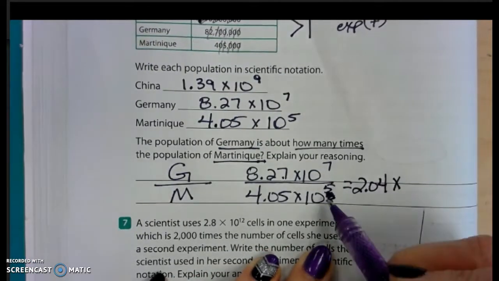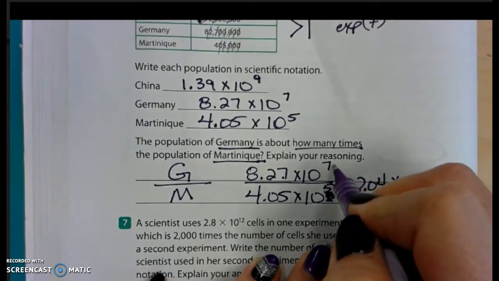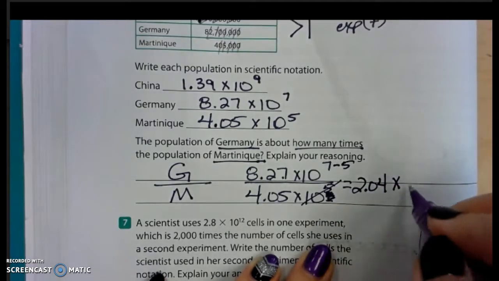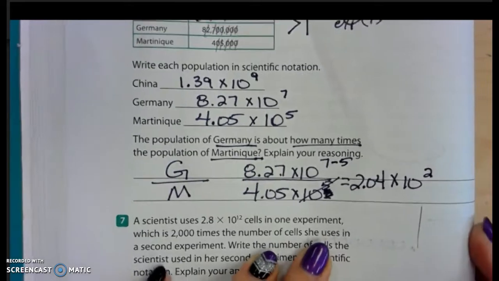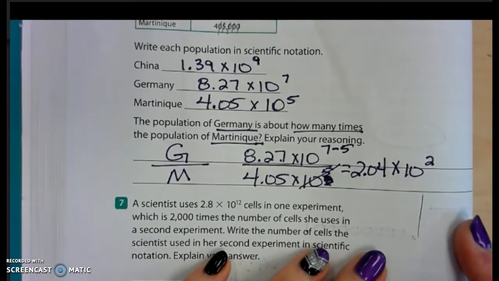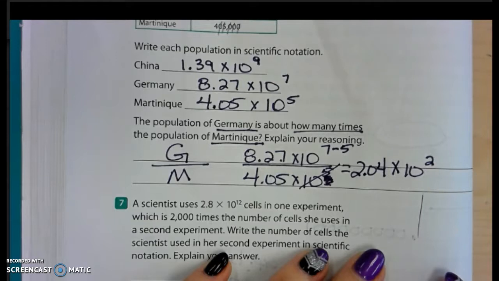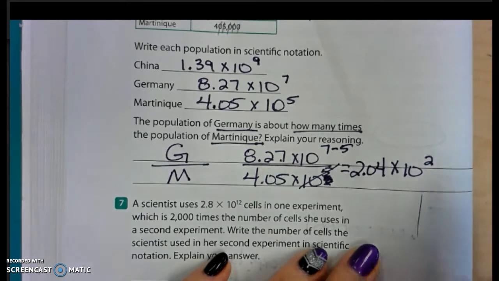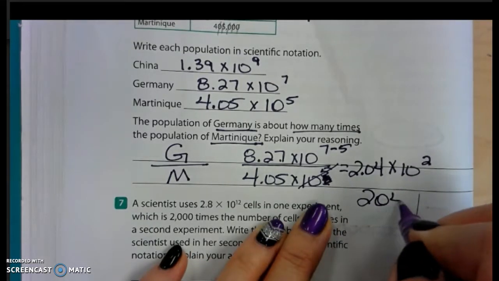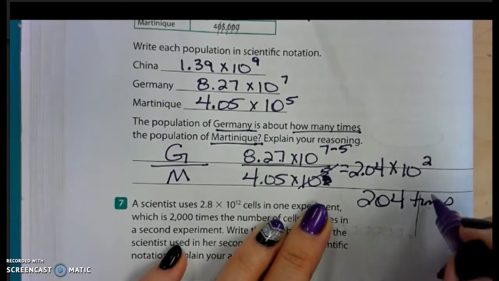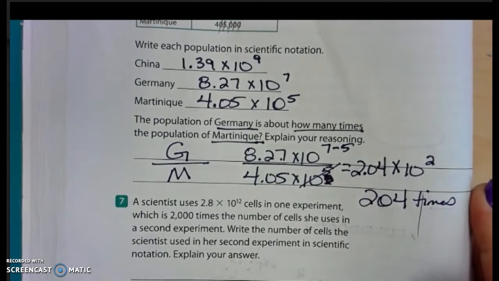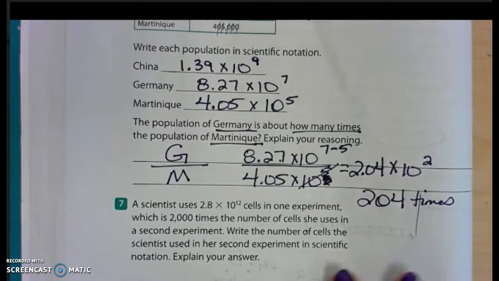Now my base 10s, I'm going to use the quotient rule. 7 minus 5 gives me 10 to the 2. Now that number is in scientific notation. It doesn't tell me how many times. If I put it in standard form, it becomes 204 times. So Germany is 204 times the population of Martinique.